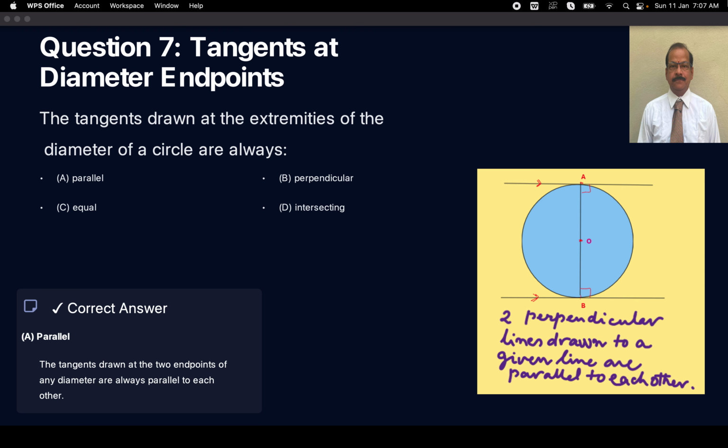How? If you look at the picture, a circle with the diameter and two tangents drawn with the point of contact as the extremities of the diameter, A and B. Two perpendicular lines drawn to a given line are parallel to each other. This is the theory behind it. Now let us see the explanation part. The answer being parallel, option A is correct. Let us see the explanation in detail.